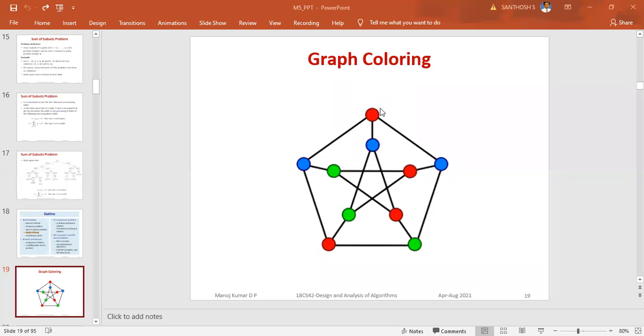10. See, we have vertex number 1, 2, 3, 4, 5, 6, 7, 8, 9, 10. So you have 10 vertices in this particular graph. Edges: 1, 2, 3, 4, 5, 6, 7, 8, 9, 10, 11. Okay, so the number of vertices is 10, the number of edges is vertices plus 1, that is 11 edges you have.